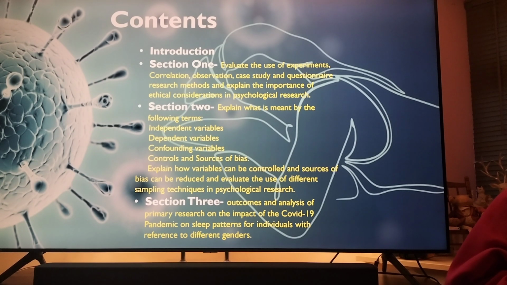Section 1, evaluate the use of experiments, correlation, observation, case study and questionnaire research methods, and explain the importance of ethical considerations in psychological research.